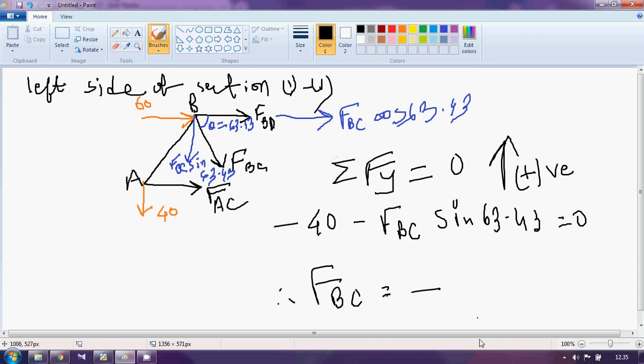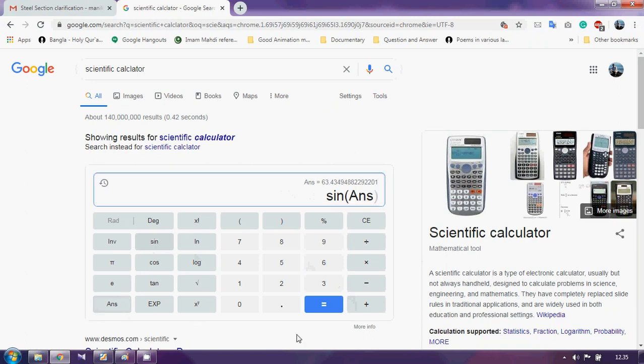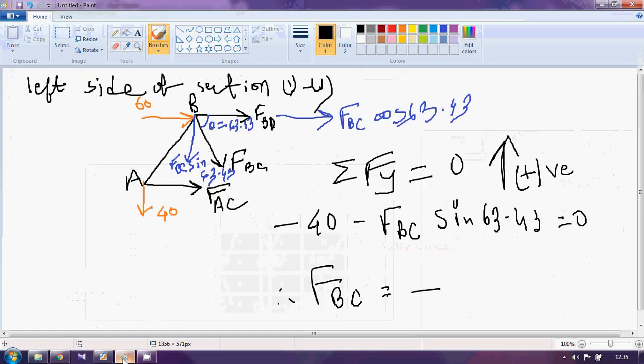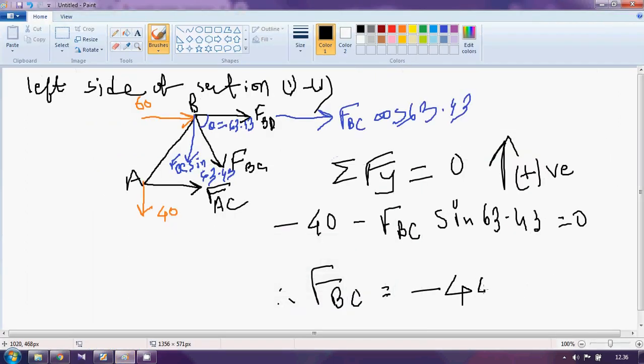Okay, good. So if we calculate sine of the answer, 0.894, and I have 40. The 40 divided by the answer, how much? 44.72. So 44.72 kilonewton. So how will I write?